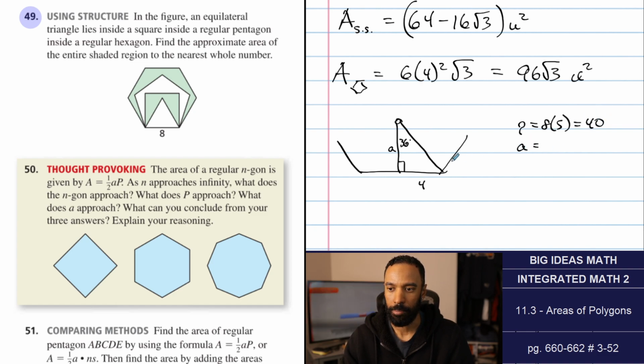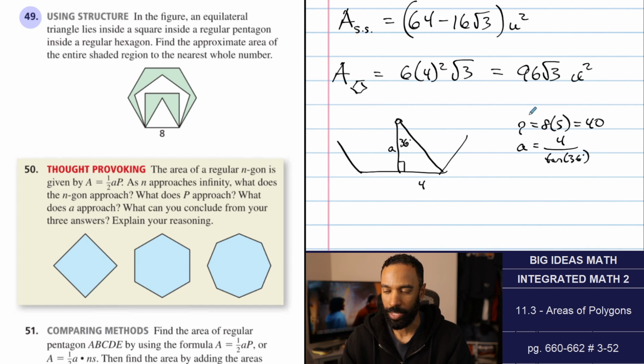And the apothem here is going to be, tangent of 36 is 4 over A. So A is 4 over the tangent of 36. We've done a few of those as well where they kind of switch places.